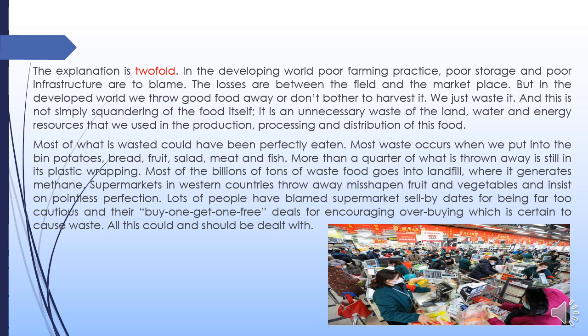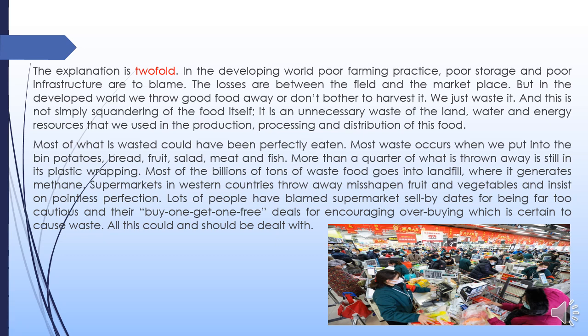Most of what is wasted could have been perfectly eaten. Most waste occurs when we put into the bin potatoes, bread, fruit, salad, meat, and fish. More than a quarter of what is thrown away is still in its plastic wrapping. Most of the billions of tons of waste food goes into landfill, where it generates methane. Supermarkets in Western countries throw away misshapen fruit and vegetables and insist on pointless perfection.